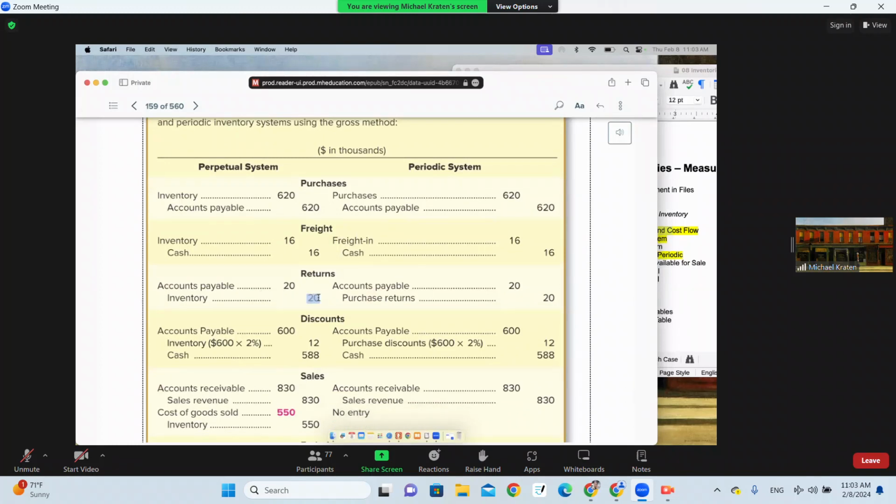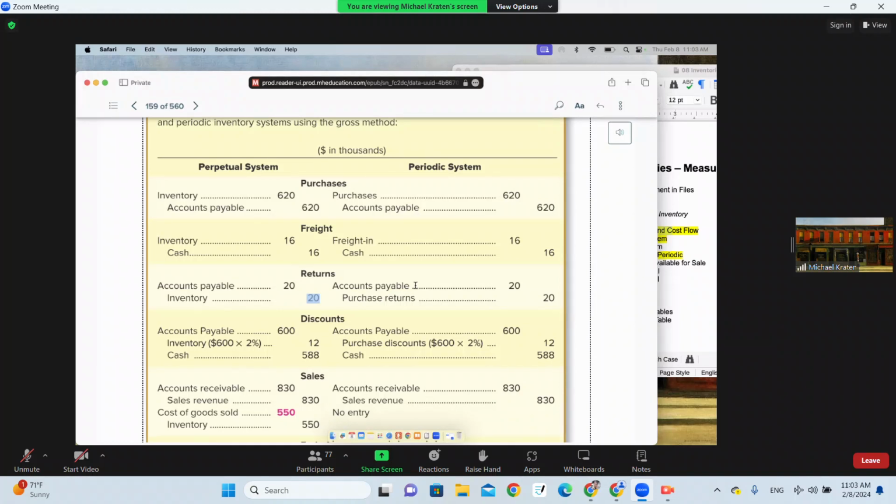Likewise, let's say we look at what we've bought and we say, $20 of what we bought is worthless. It's garbage. I'm going to return it and I'm going to tell the vendor, I'm not going to pay for this. That's a return. You reduce the inventory by what you are returning. And if the vendor says, okay, no problem, don't pay for it, you reduce your payable by 20.